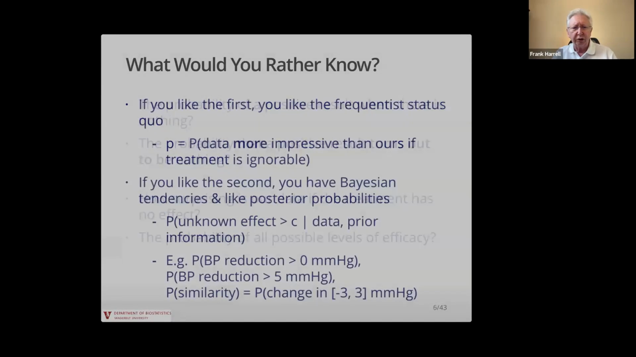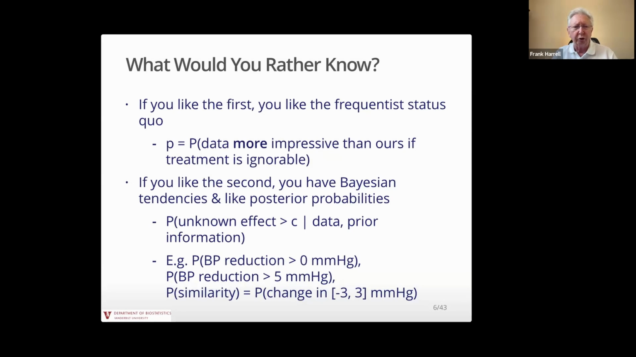And how you design studies has a lot to do with whether you're using a traditional frequentist approach or not. So if you like the first approach, you like the status quo, and a p-value is used throughout, where you calculate the probability that the data are more impressive than our data if the treatment is completely ignorable. If you like the second approach, then you have Bayesian tendencies, so watch out. And you like posterior probability. With a posterior probability, you're calculating the probability that some unknown effect is greater than some constant C, conditional on, or given, the data and the prior information if there is any.